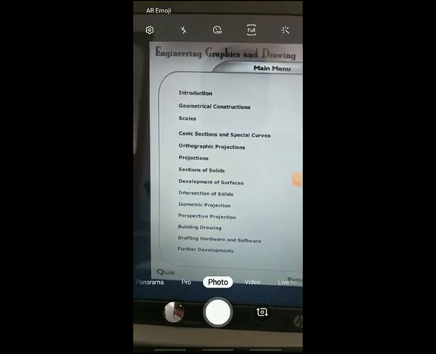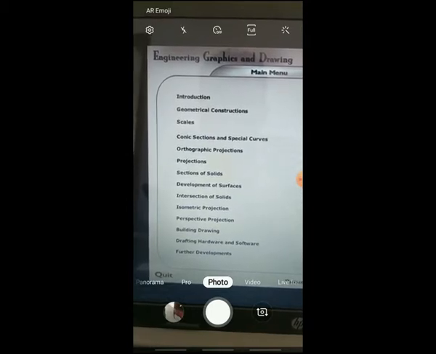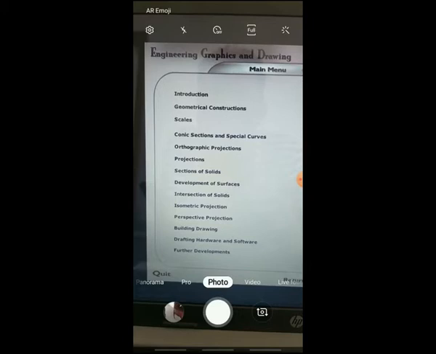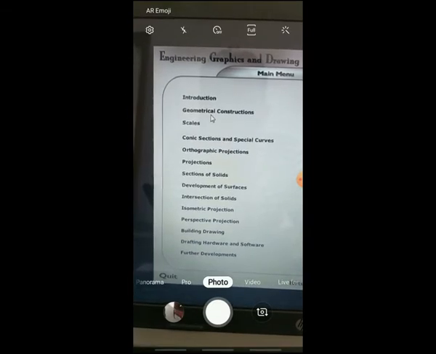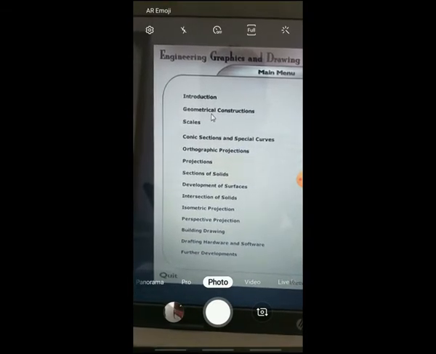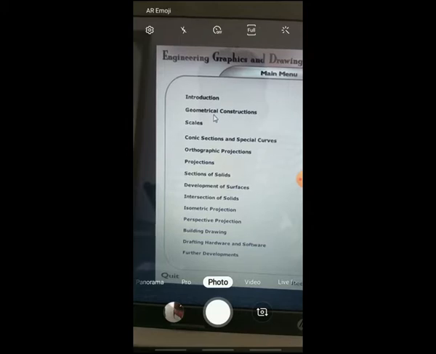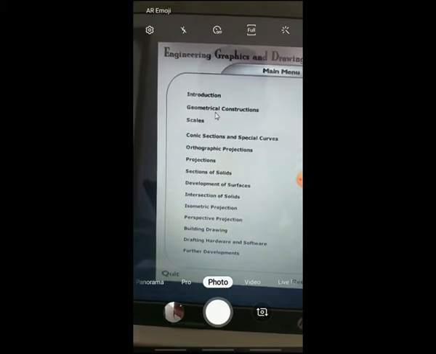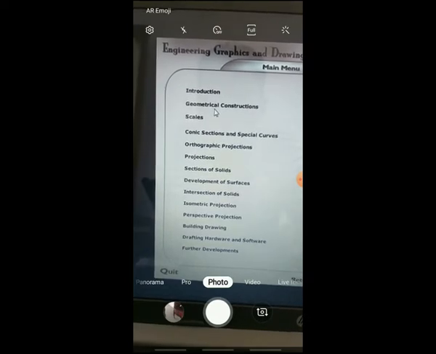Today we are going to learn engineering drawing introduction, and in this PPT, first one introduction, then geometrical constructions, scales, conic sections, special curves, orthographic projections, sections of solids, development of surfaces, introduction of solids, isometric projections, perspective projection, building drawing, drafting, hardware and software, and further developments.